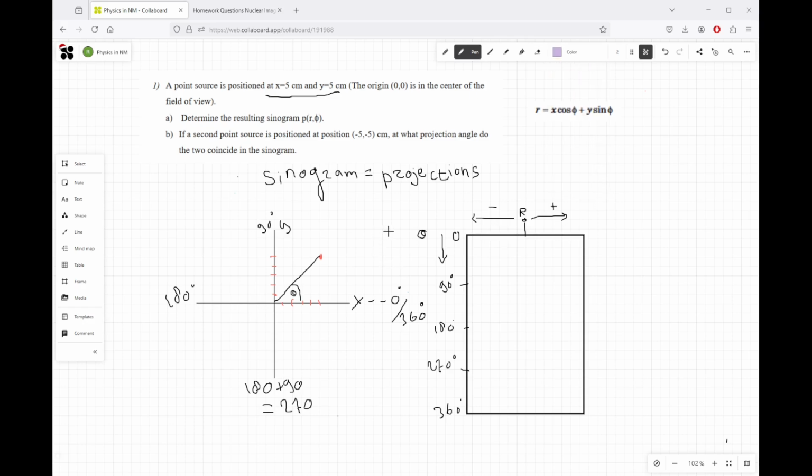So right here is our projection, and it is at the angle of 0. Again, at the center of this detector you have a 0, and again you need to define which direction is positive and which direction is negative. So we will define this direction as positive and this direction as negative.